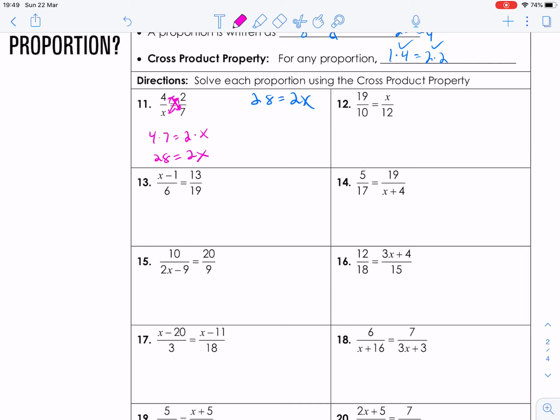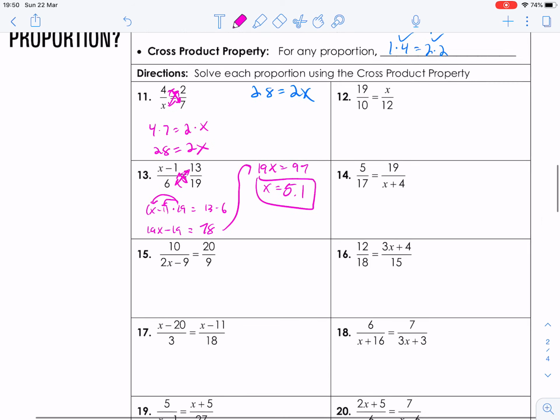Number 11, cross multiply. We get x minus 1 times 19 equals 13 times 6. This gives us 19 times x, 19 times negative 1, 19x minus 19 equals 13 times 6, which is 78. We get 19x equals 78 plus 19, which is 97. Divide by 19, x equals 5.1.